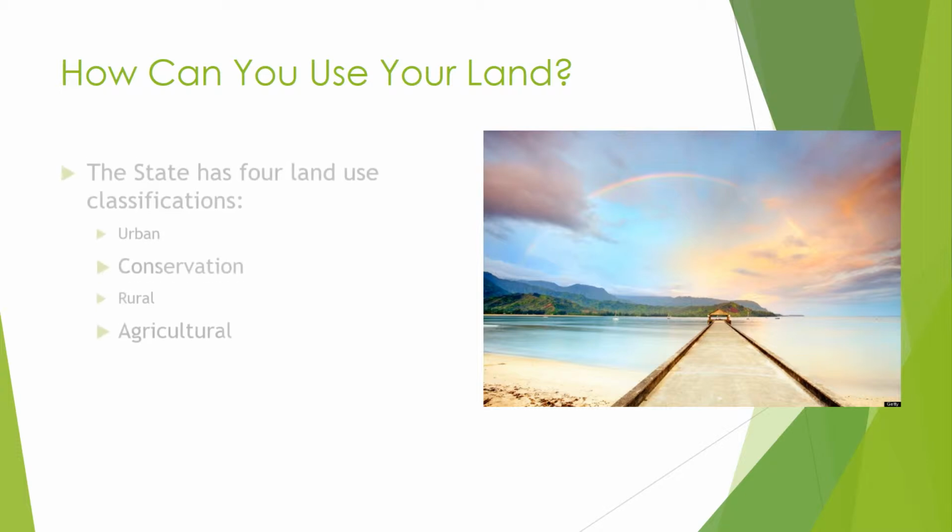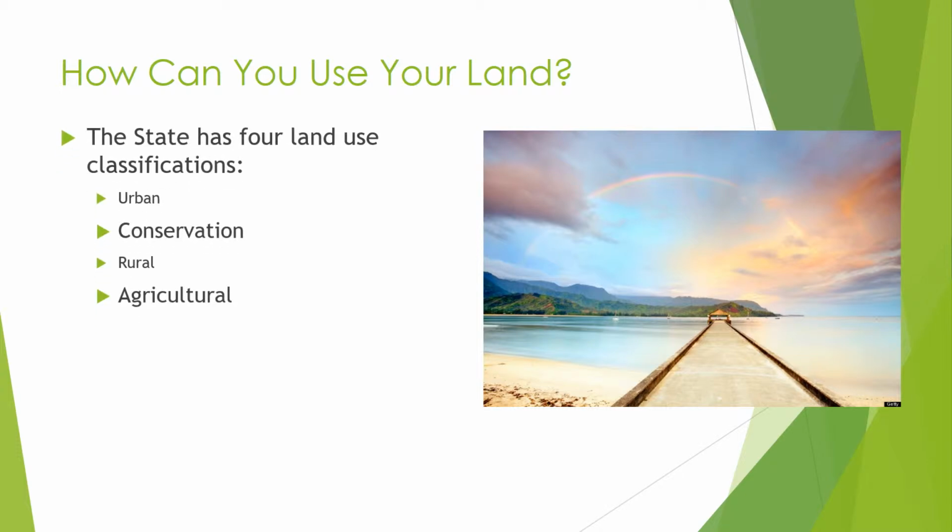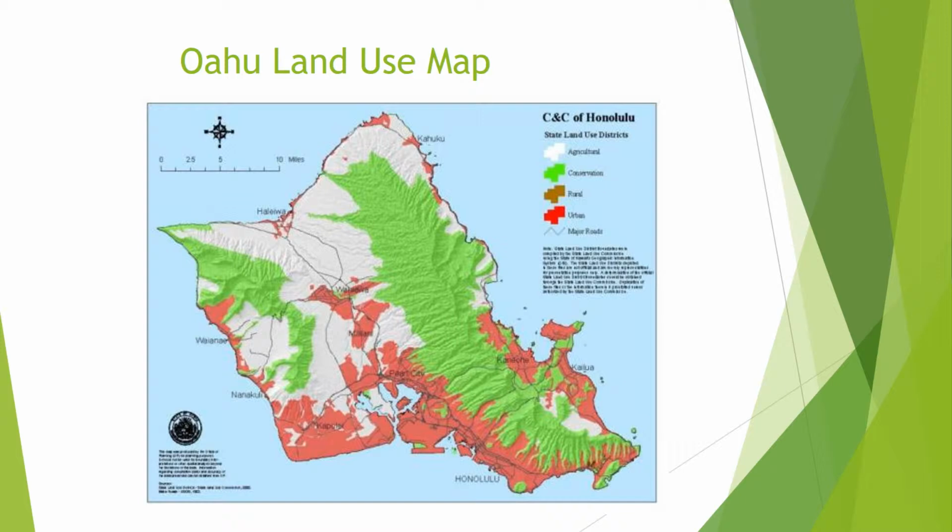So the state has 4 major land use classifications that the various land properties are divided into. We have urban, conservation, rural, and agriculture. Here we have a map of Oahu that shows the breakdown of the different land classifications. As you can see, the mountain areas with the steeper slopes are typically automatically put into conservation, meaning there's no land development that's able to happen in those areas.